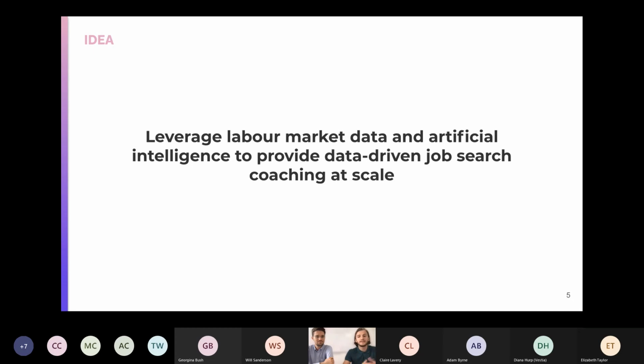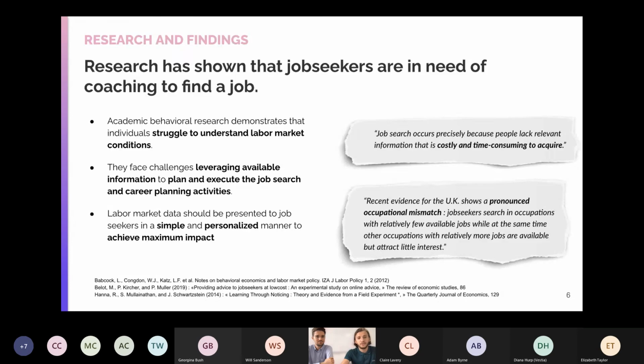And then what we intended to do after was to challenge this idea with some research to see if that could make sense and if we wanted to go further with this. And so what we started to do is to dive and dig into academic and scientific research that has shown us that indeed job seekers are in need of coaching to find a job. And this for several different reasons.